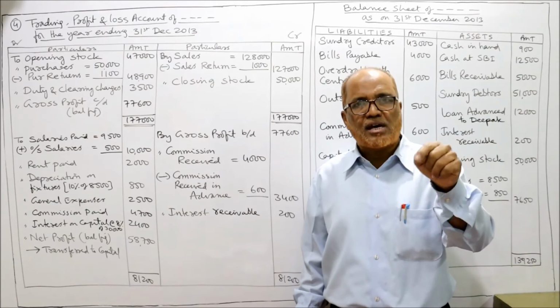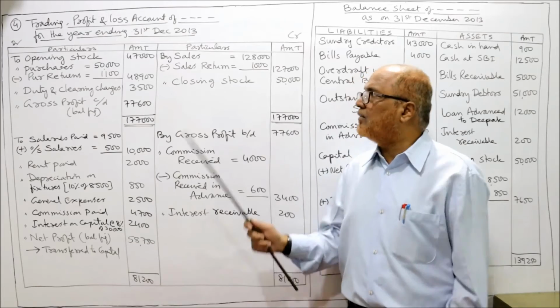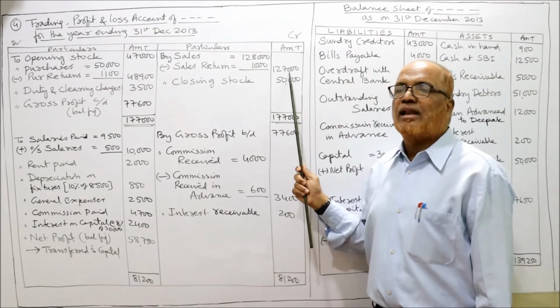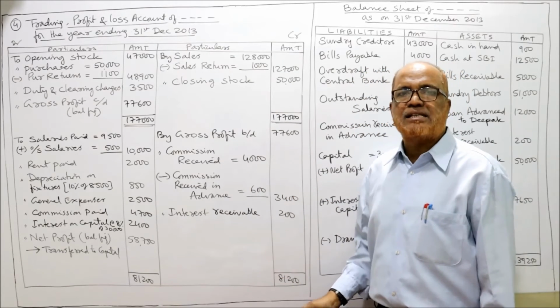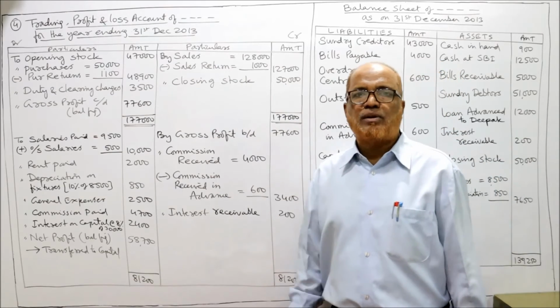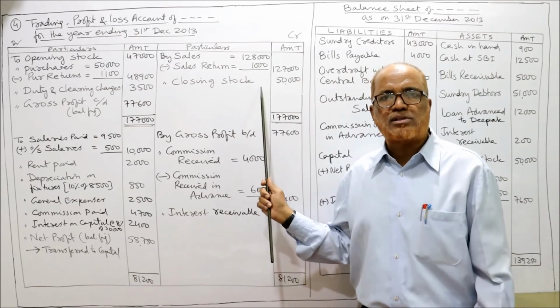Returns from customers are sales returns, 1,000 given. Subtract 1,000, 1,27,000 is the net sales. Closing stock is given in the adjustment, 50,000. That's all. Only two items created.